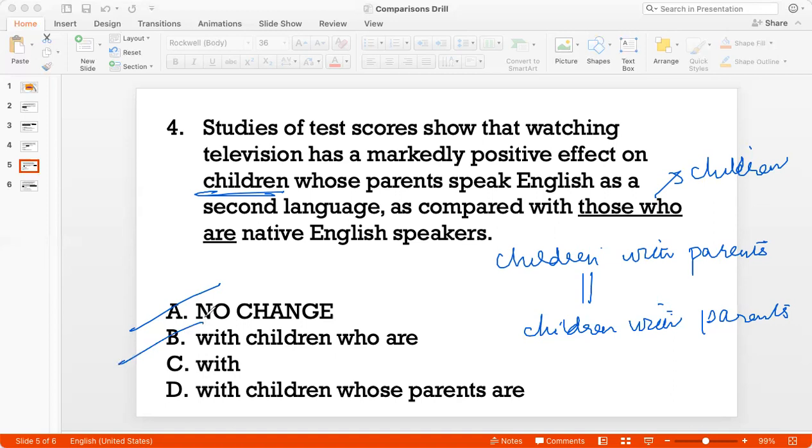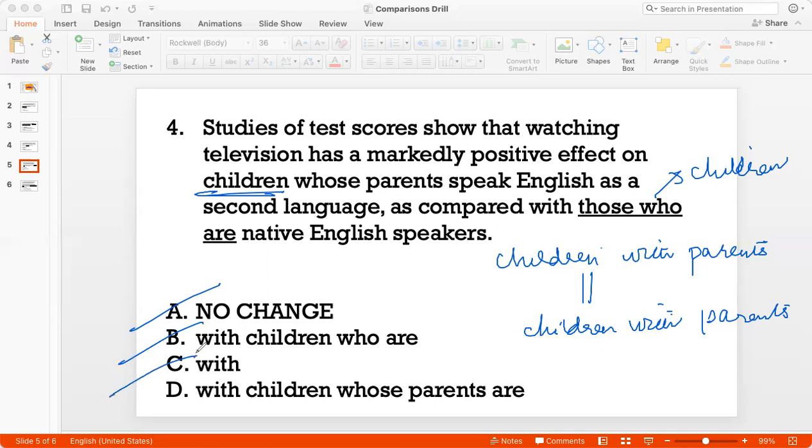Now, if I just put C, then that doesn't make any sense as a comparison because who am I comparing? If I say children whose parents speak English as a second language as compared with native English speakers, then I'm just broadening the scope of the comparison to all native speakers, and that doesn't make sense, right? It's a very specific situation of comparing children with parents of a certain quality with children having parents of a certain other quality. So C is not correct.